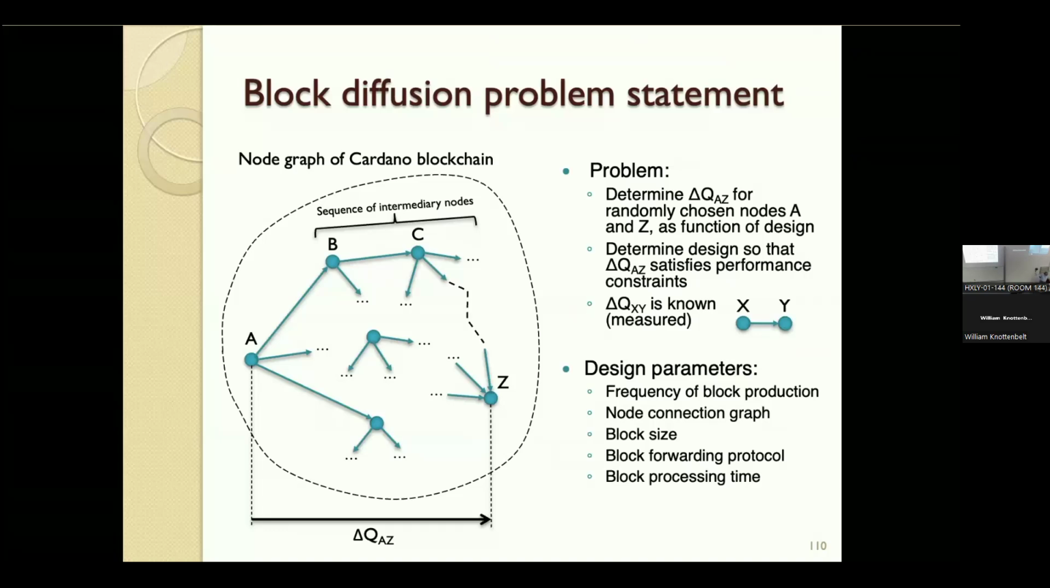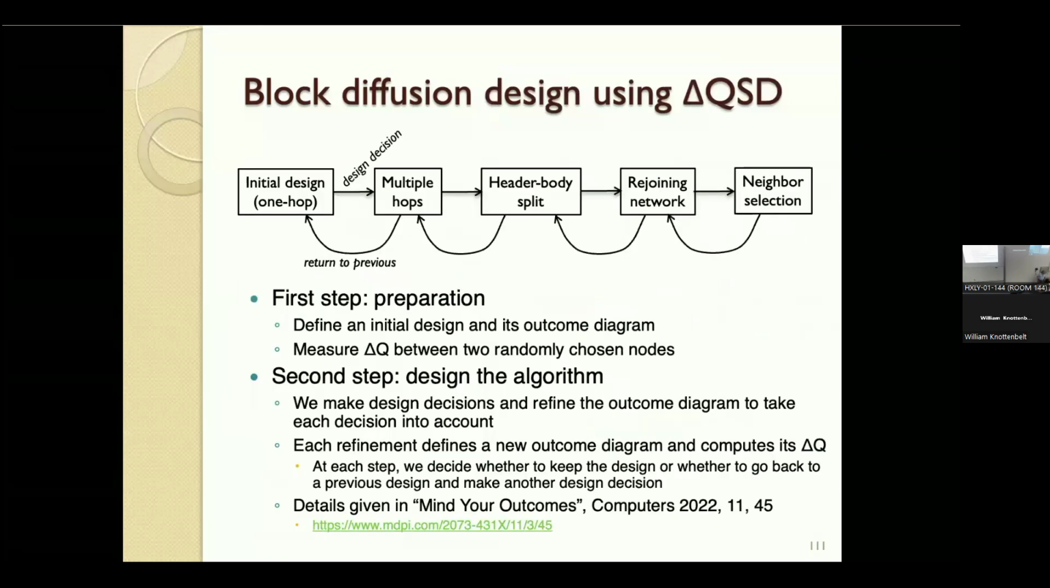So we have some design parameters: the frequency of block production. We know this graph, we know the block size, the forwarding protocol, the block processing time. These are parameters. So we need to design this algorithm, and we're going to use ΔQSD. This is a template for how ΔQSD is used to design algorithms.